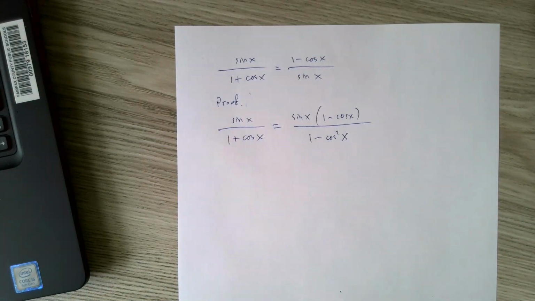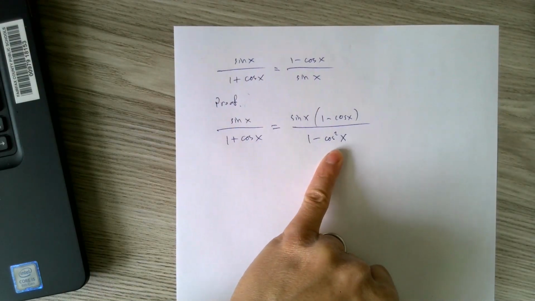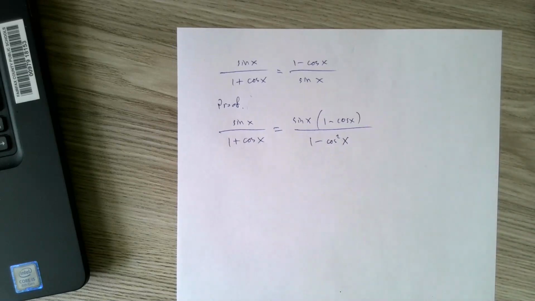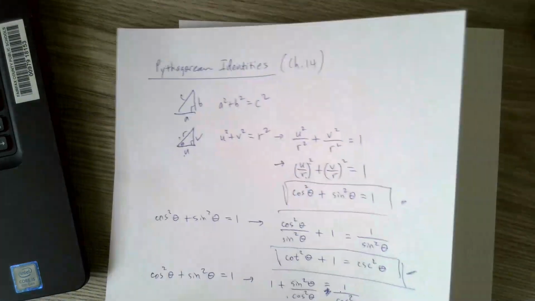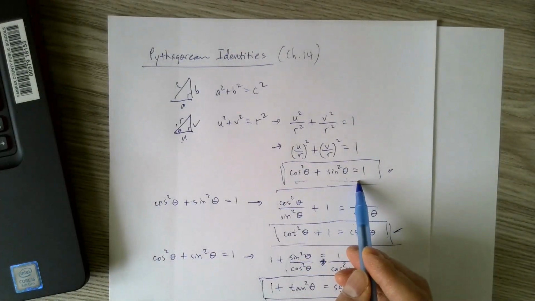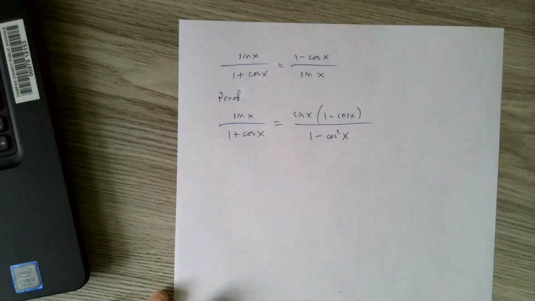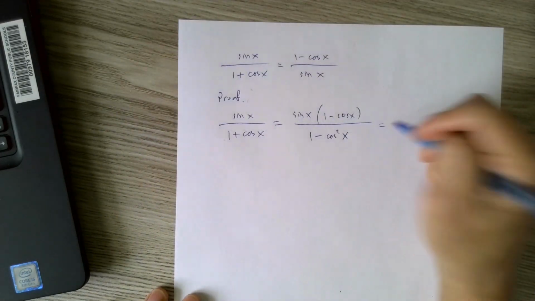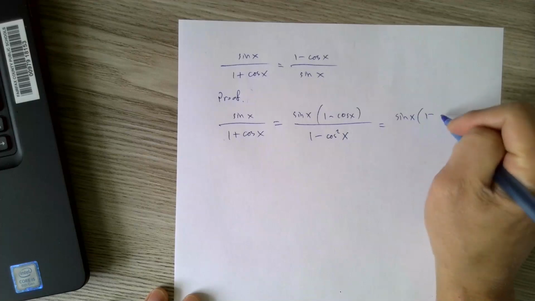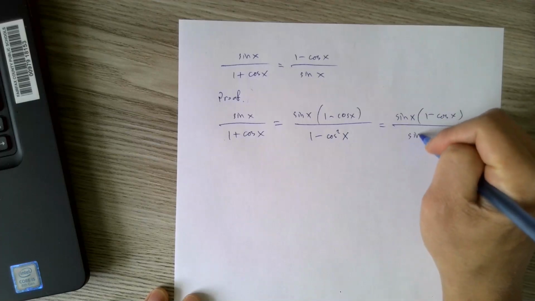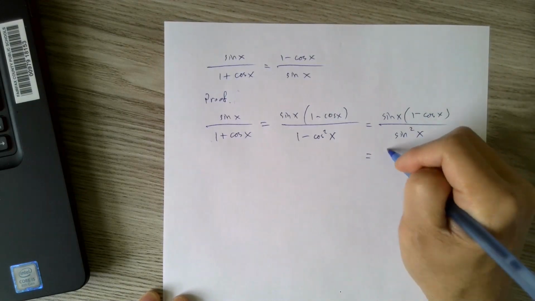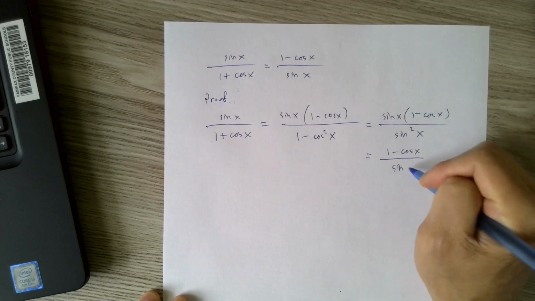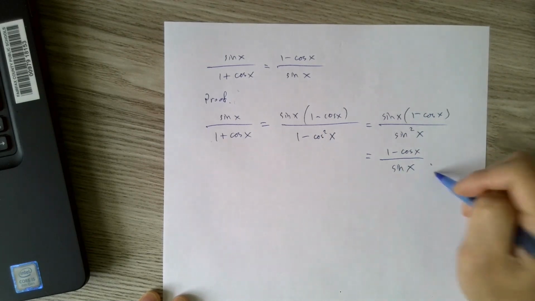It's a difference of squares, 1 minus cosine squared, and 1 minus cosine squared is a version of our first Pythagorean identity, this one. If I subtract cosine squared on both sides, then you'll see what it equals. So 1 minus cosine squared is sine squared. And now I can cancel. And QED, I'm done.